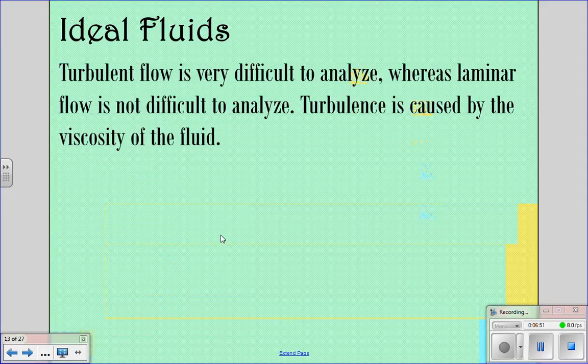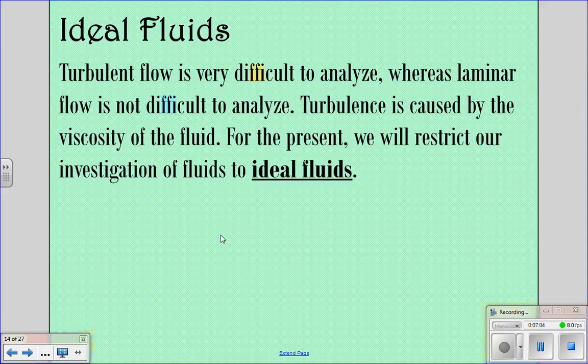Turbulent flow is very difficult to analyze, whereas laminar flow is not as difficult to analyze. Turbulence is caused by the viscosity of the fluid. For the present, we are going to restrict our investigation of fluids to ideal fluids. So that's what we're going to look at, ideal fluids. And we have been looking at ideal everything. It just makes it a little bit easier to practice.